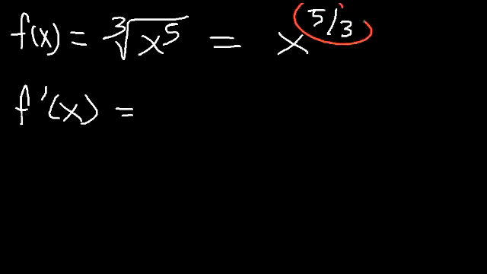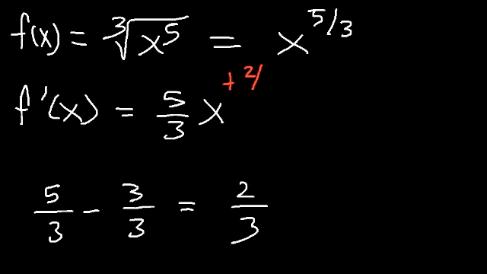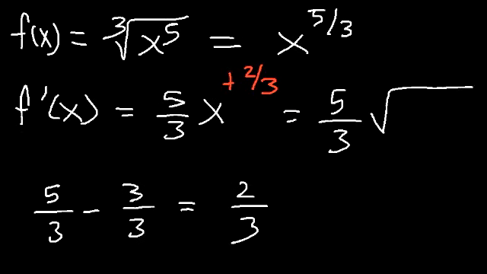Let's take the 5/3, let's move it to the front, and then let's subtract it by 1. So it's going to be 5/3 x, and then 5/3 minus 1 is the same as 5/3 minus 3/3. 5 minus 3 is 2, so this is going to be positive 2/3. Now, since the exponent is positive, we don't need to move it to the bottom, so to speak. We can leave it the way it is. Or we can rewrite the answer as 5/3 cube root x squared. So we can leave the answer like that if we want to.